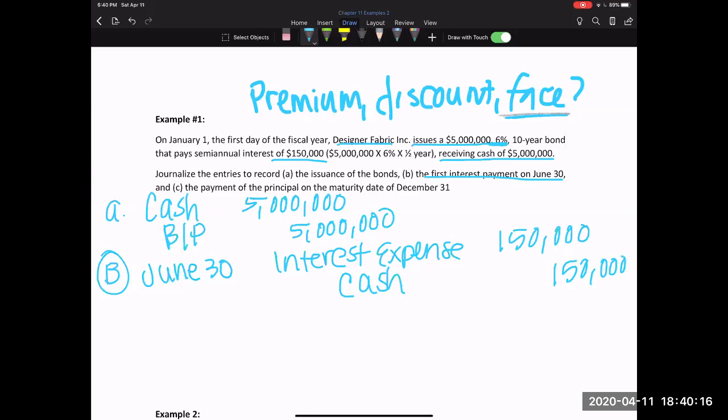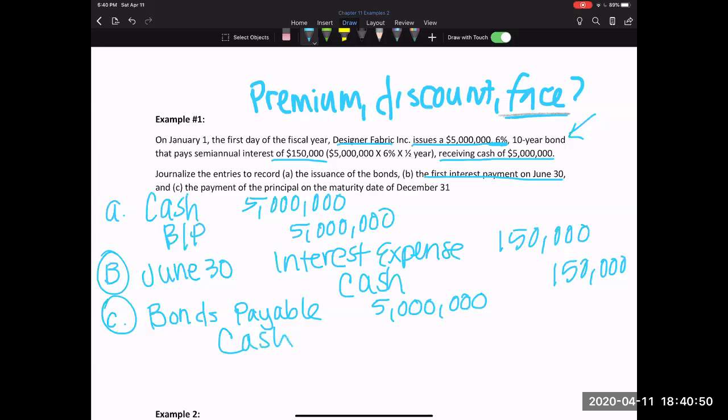All right. So C asks us to now journalize the payment of principal at maturity. So our bond is a 10-year bond, right? So at the end of 10 years, we need to repay this $5 million bond back. That is part of the agreement. So to journalize this, we're going to do a debit to bonds payable, right? We're paying off our liability in the amount of $5 million. And then our credit, what is decreasing is our cash, in the amount of $5 million. All right, so that solves that question.